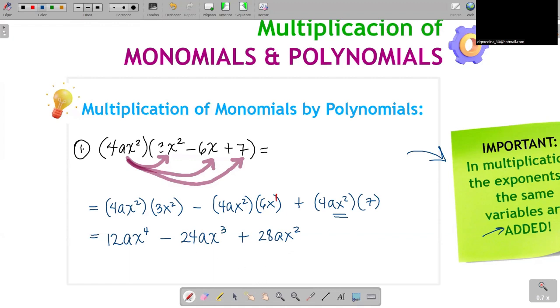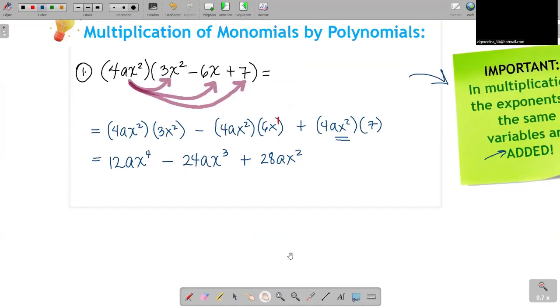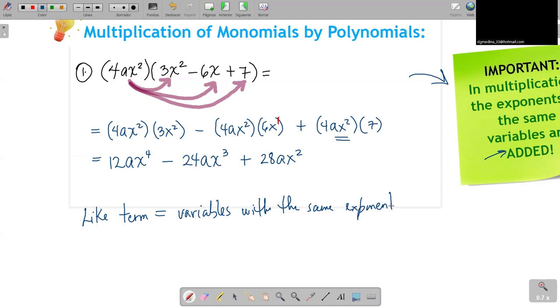Because here we don't have like terms. Remember, like terms are variables or terms with the same exponent. So like terms, we can say that it's a synonym of variables with the same exponent. So if you can see here, guys, we have 12ax to the 4. Do we have another ax to the 4 in the same expression? No. So we leave the answer like that.